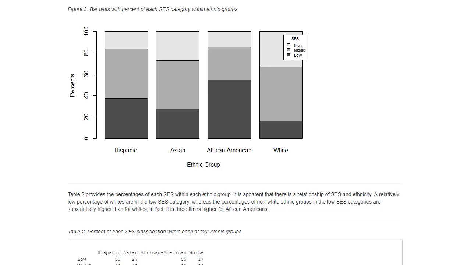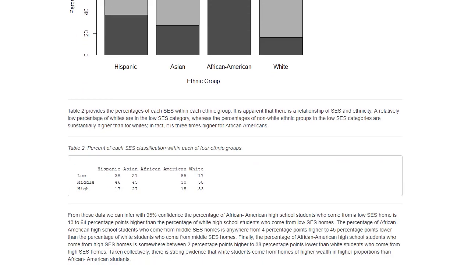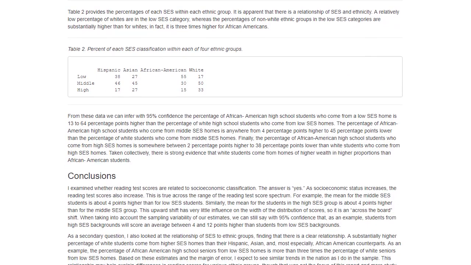So what I'm going to do is exemplify this by simply comparing the 3 SES categories for African American and white high school students. So in my first confidence interval here, I get that from these data we can infer with 95% confidence the percentage of African American high school students who come from a low SES home is 13 to 64 percentage points higher than the percentage of white high school students who come from low SES homes.